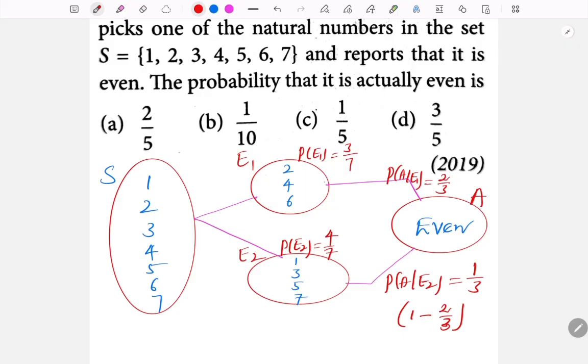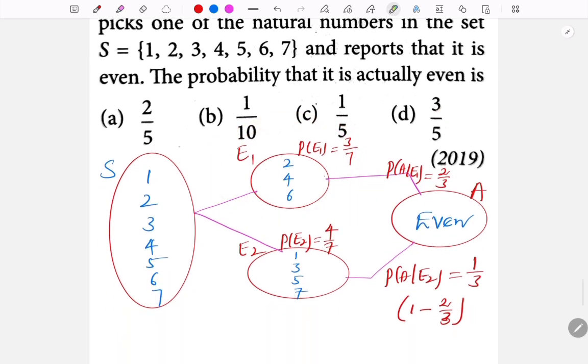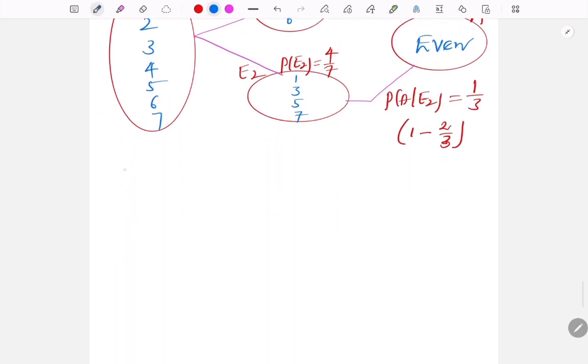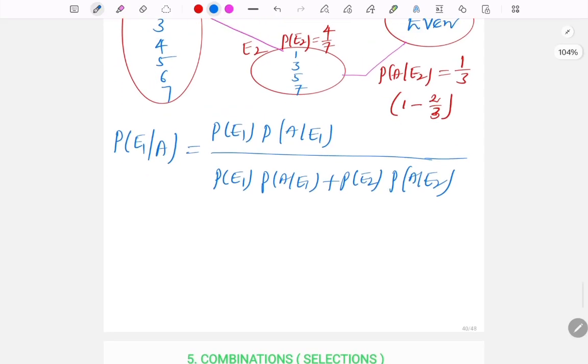And now they are asking actually it is even. It means it's a clear Bayes theorem. Now write that one here. They are asking P of E1 by A. That's again a formula: P of E1 into P of A by E1, divided by P of E1 into P of A by E1 plus P of E2 into P of A by E2. Now substitute all those values and tell me the answer.